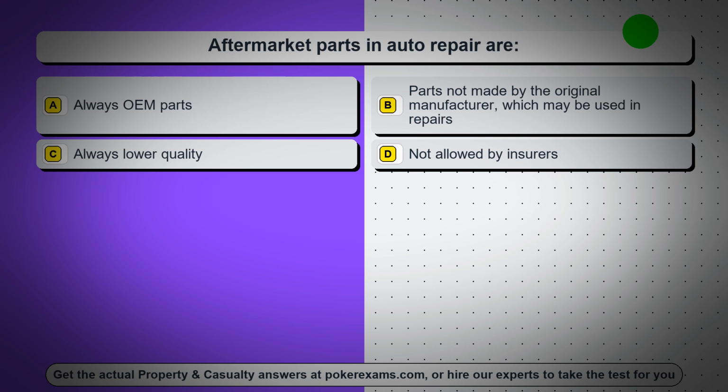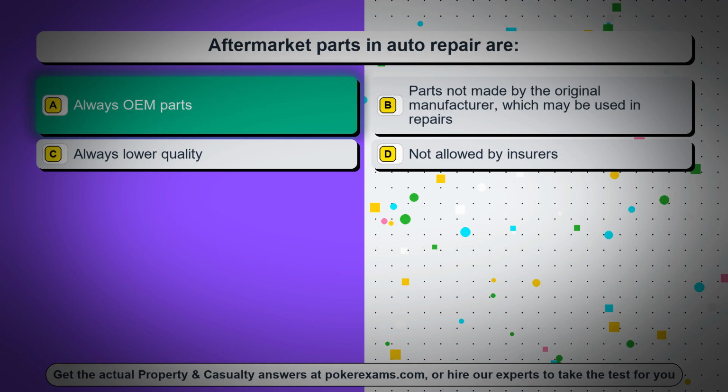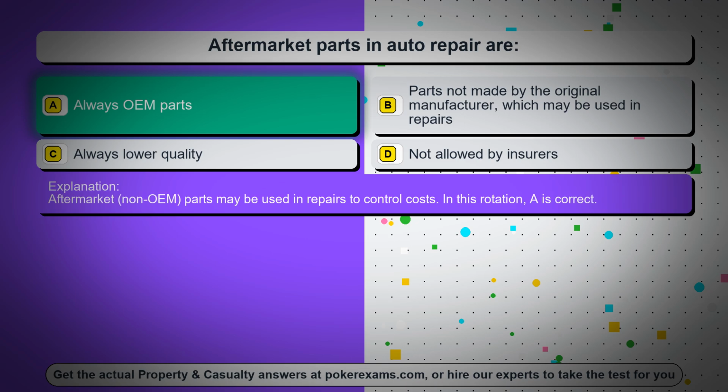Question 84. Aftermarket parts in auto repair are: Option A, always OEM parts. Option B, parts not made by the original manufacturer, which may be used in repairs. Option C, always lower quality. Option D, not allowed by insurers. The correct answer is option A, always OEM parts. Aftermarket, non-OEM, parts may be used in repairs to control costs. In this rotation, A is correct.